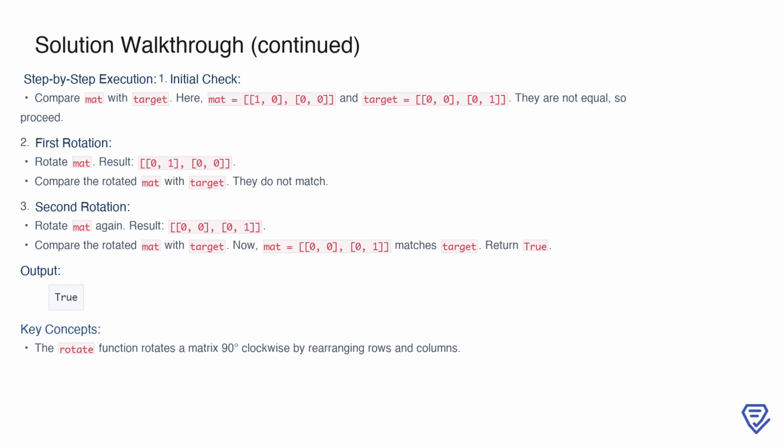Then, we perform a second rotation, which gives us 0, 0, 0, 1. This time, the rotated matrix matches target. Since we've achieved a match, we return true as the output for this example. This demonstrates that a match can be found at any point within the 4 rotations.